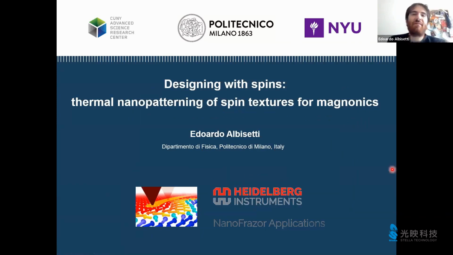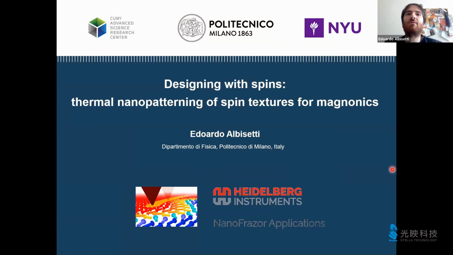Okay, so as Felix kindly introduced, today we'll talk about a particular application of the nanofabrication thermal lithography that is used for patterning magnetic materials. Whereas in most nanofabrication applications, let's say, there is a resist that is patterned and then a pattern is transferred into the desired material. In this case, we use a different approach.